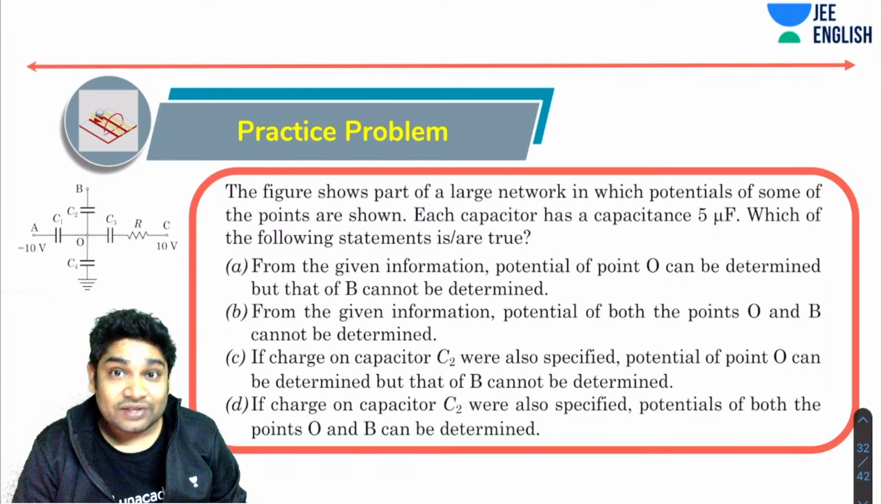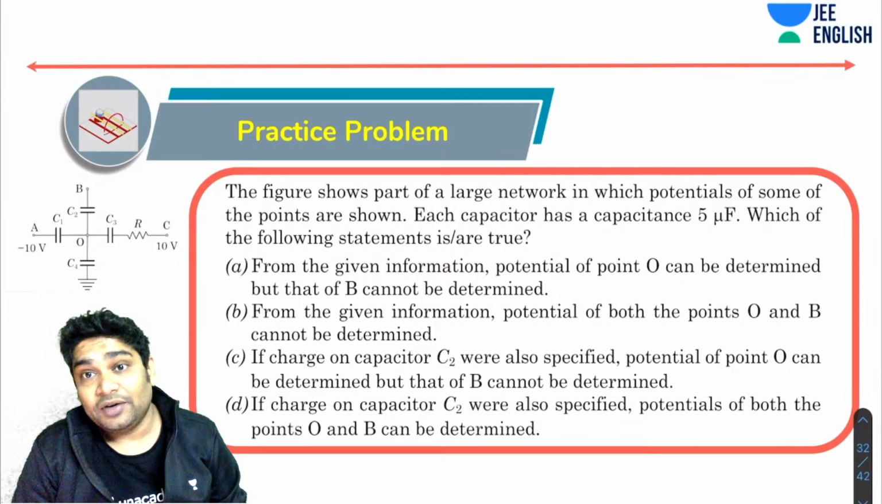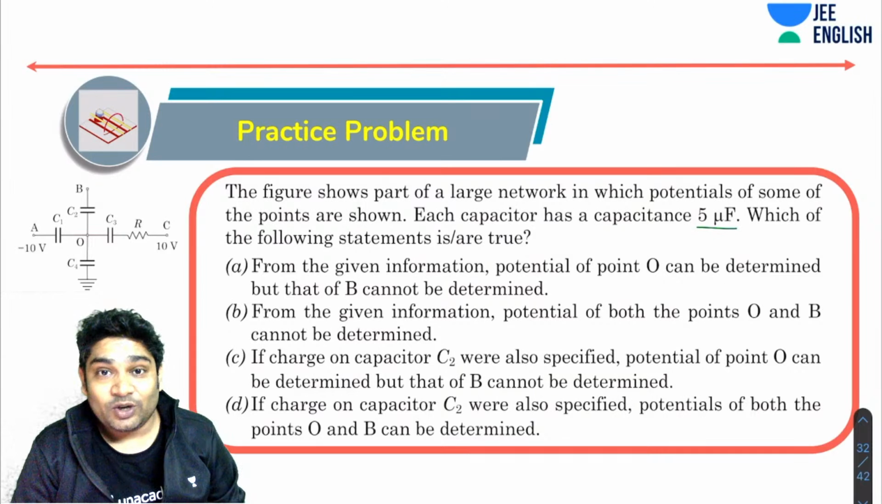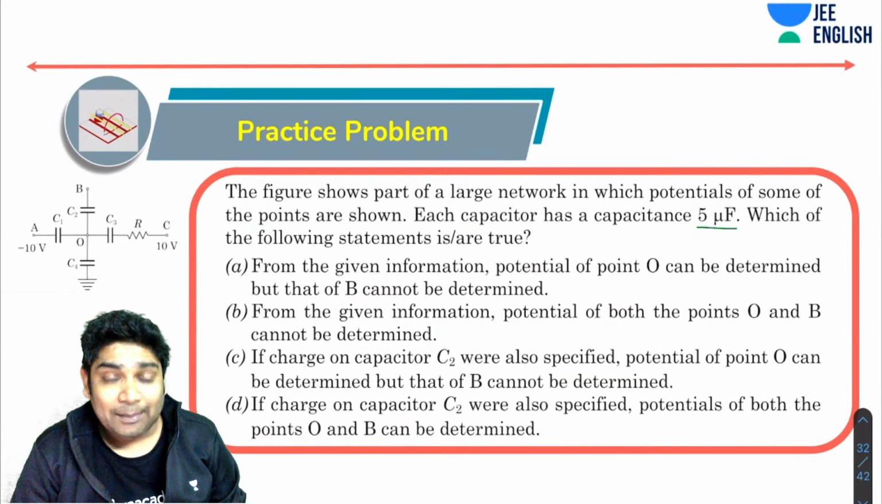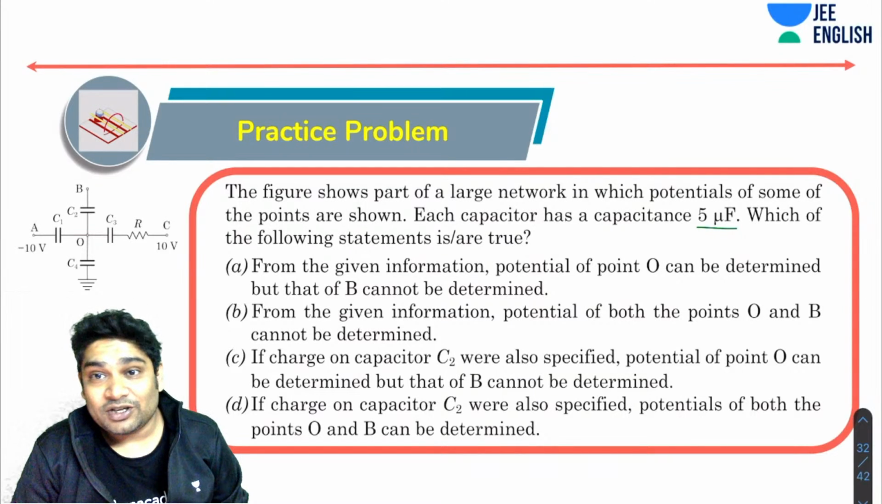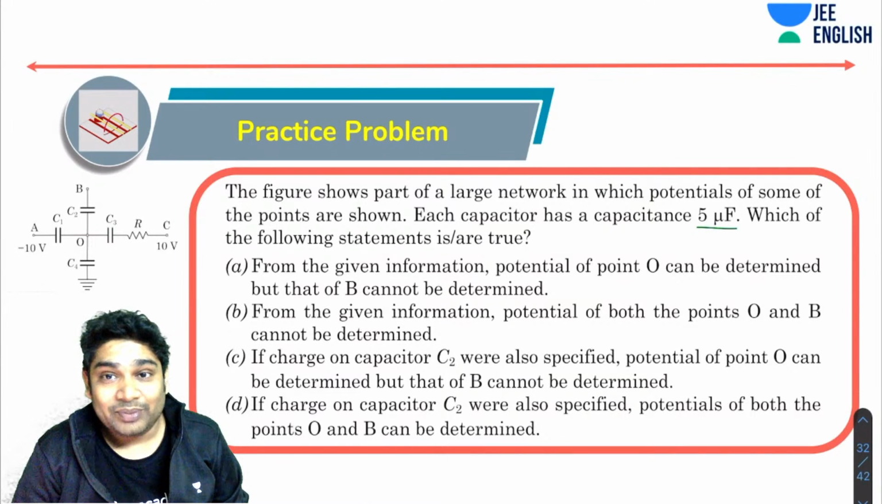This question tells you the figure shows a part of a large circuit in which the potentials of some points are known. Each capacitor has a capacitance of 5 microfarads. Which of the following statements is true? Option A says, from the given information, the potential of point O can be determined, but that of B cannot be determined. Option B says, from the information given, the potential of both O and B cannot be determined. C says, if the charge on capacitor C2 were also specified, then the potential of O can be determined, but that of B cannot be determined.